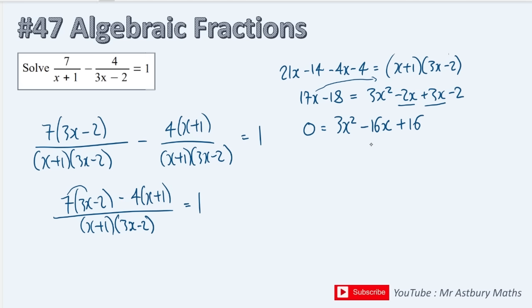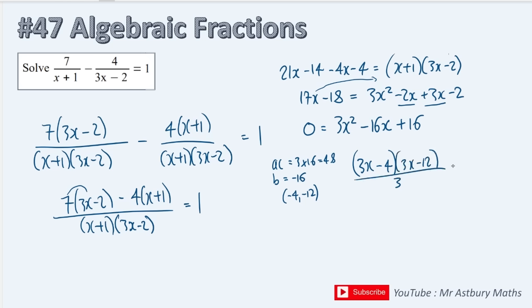I now need to factorize this, so I'm going to use the AC method, and the A and the C are 3 and 16, which gives me 48, and the B term is equal to minus 16. So two numbers that times together to make 48 and add to make minus 16 are minus 4 and minus 12. I then write (3x minus 4)(3x minus 12) all over 3 is equal to 0.